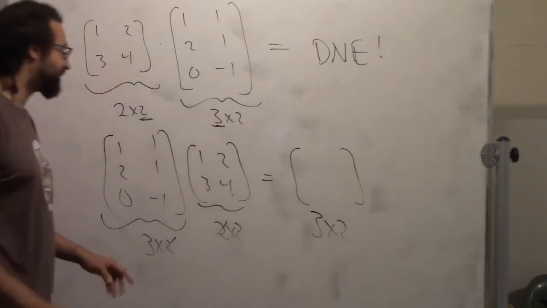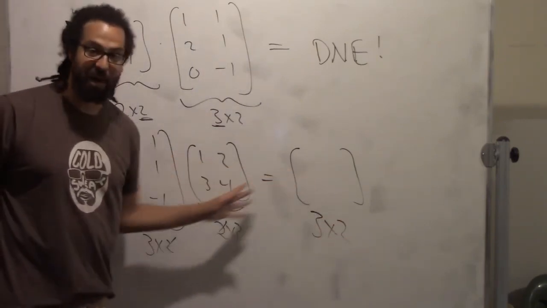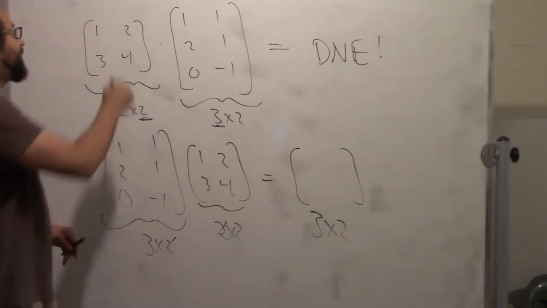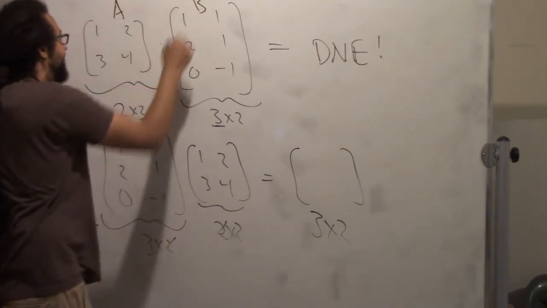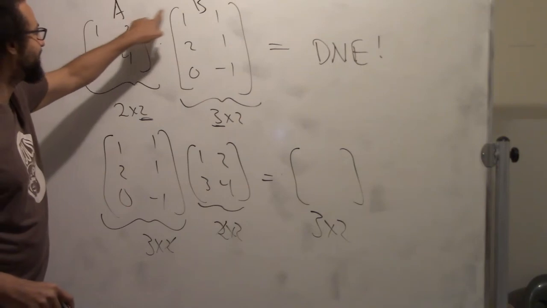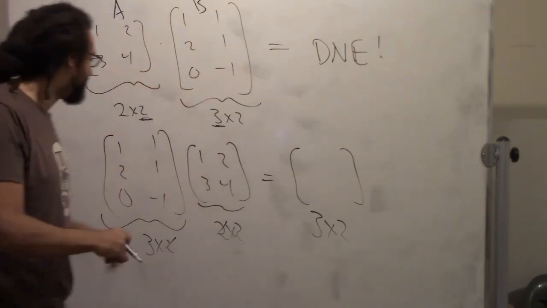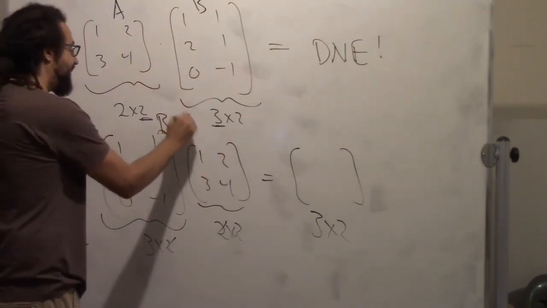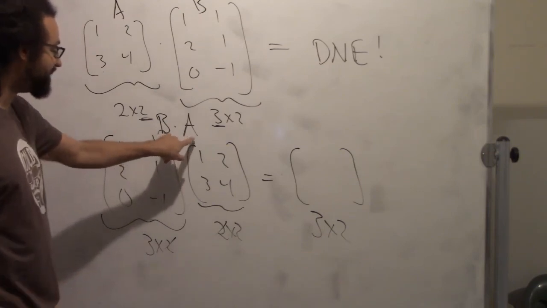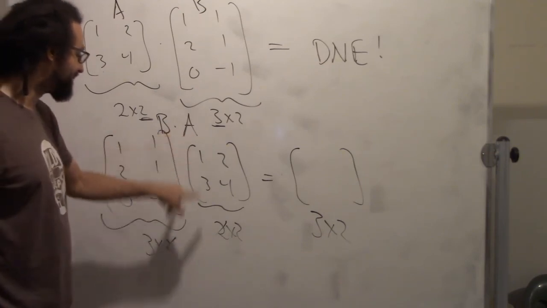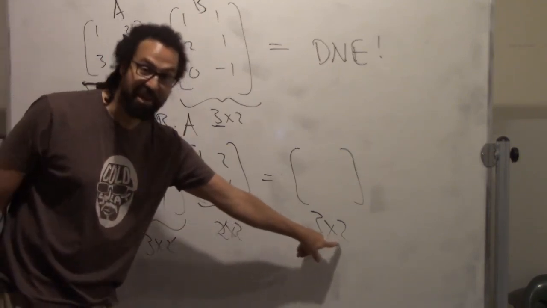It would be a good exercise for you to go through and try to multiply these out. So here you've got two matrices, A and B, right? So the product of A times B doesn't exist, but the product B times A does exist. And the size of that product is going to be a 3 by 2.